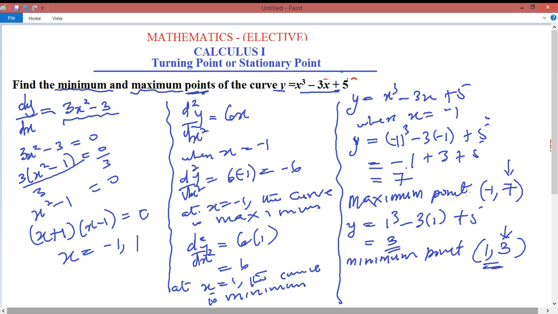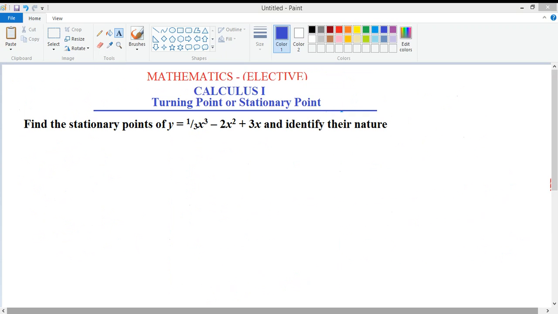Now we'll solve the last question and I'll give you an assignment for you to try. So let's look at our last question for the day concerning stationary points. Tomorrow, God willing and if there is strength, we shall look at the application of these stationary points. What can we use them for? What calculations can we apply stationary points to? Let's look at the next question.